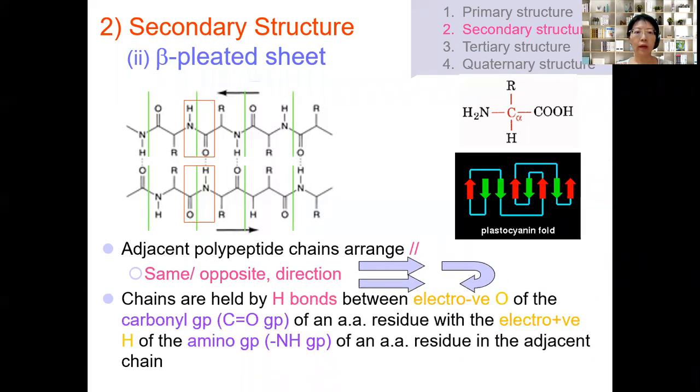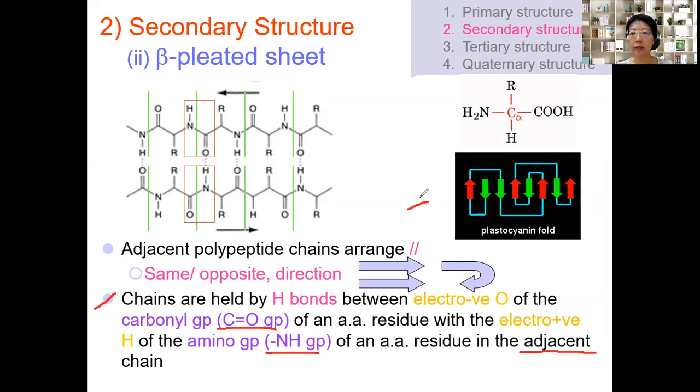So to describe in words, the polypeptide chains are held by hydrogen bond between the electronegative O of the carbonyl group, the CO group, of an amino acid residue with the electron positive H of the amino group, the NH group, of an amino acid residue in the adjacent chain. Adjacent means neighboring, okay, neighboring chain.